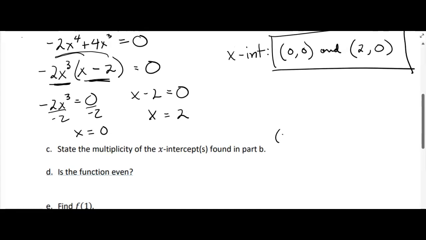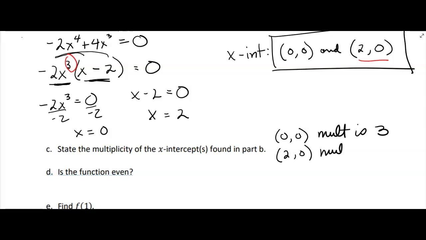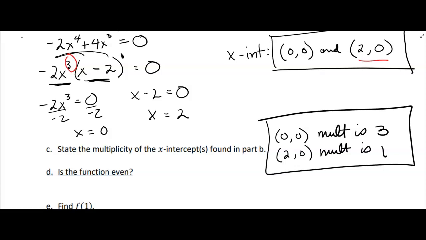Okay, so for (0, 0), you can just put MULT. Multiplicity is 3. It comes from right here. How many times does the x factor appear? It's x cubed, so the multiplicity is 3. Now, what about the 2? So at (2, 0), the multiplicity is 1, because there's a 1 right there that you can't see. Okay, that answers that question.